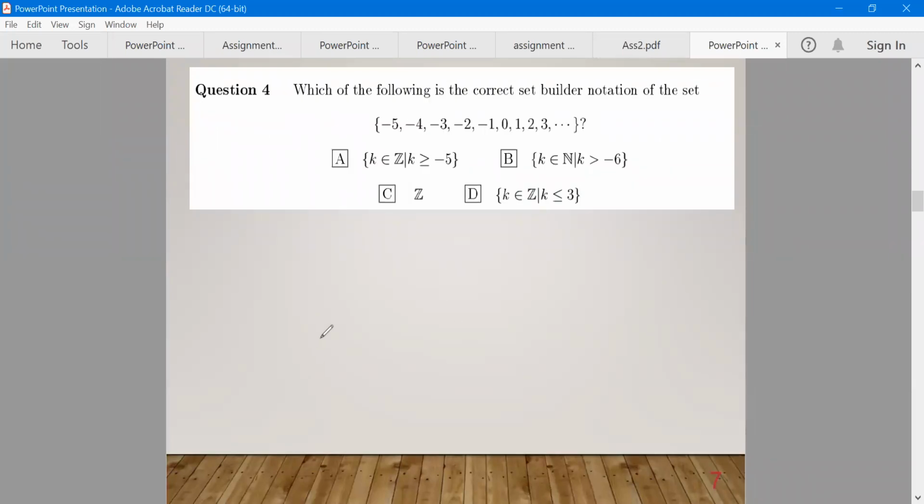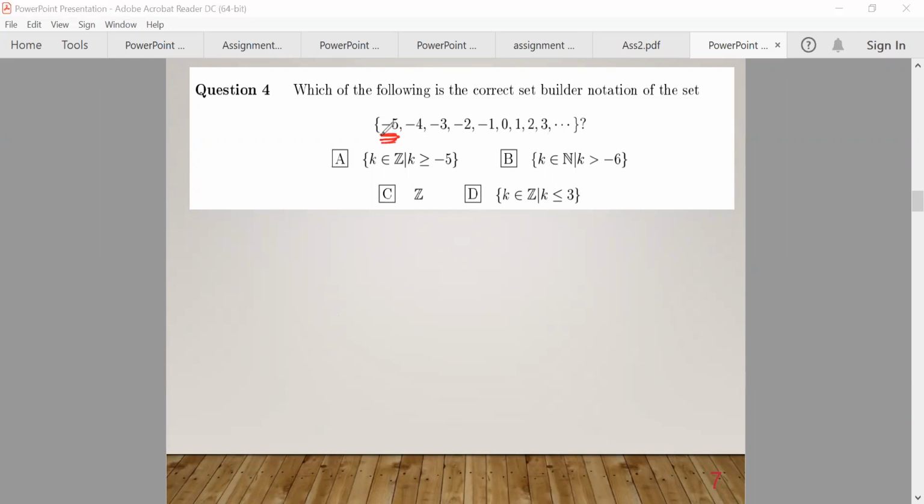Question 4. Which of the following is the correct set builder notation of this set? Set builder notation: what is the common property relating the elements of this set? Let's see here, we start from -5, and here we have ellipses, and you go to infinity. It is not bounded on the right, it is bounded on the left.